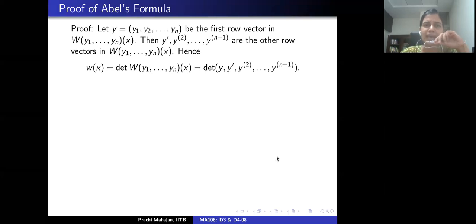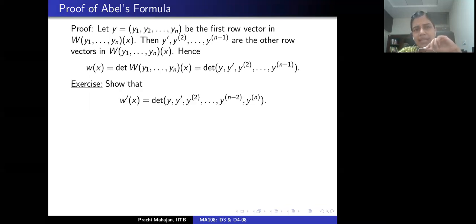Right, which means that I can write the second row as y prime, the third row as the second derivative of y, and the last row as the (n minus 1)th derivative of y. See, what are these? These are the row vectors in the Wronskian determinant of y1, y2, ..., yn evaluated at x, right? So just setting this notation, this is exactly saying that the Wronskian determinant of y1, y2, ..., yn at x is the same as the determinant of y, the first derivative of y, the second derivative of y, all the way till the (n minus 1)th derivative of y. Remember, each of these entries here are row vectors. All right. Okay. So now what are we required to do?